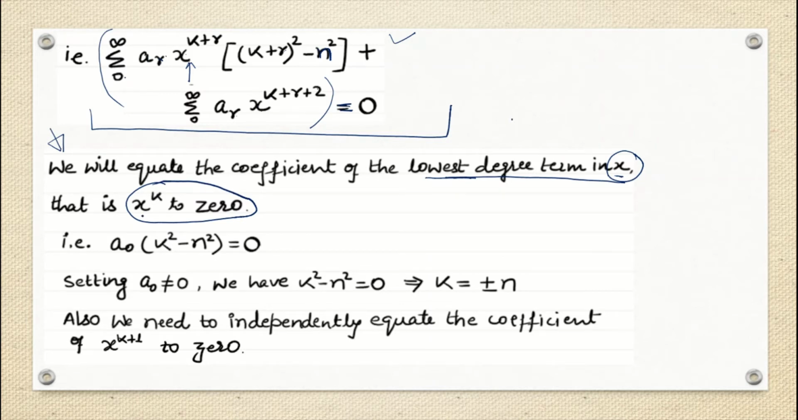So this is the reason to equate the coefficient of the lowest degree term of x with 0. So what am I going to do? What will be the lowest degree term?